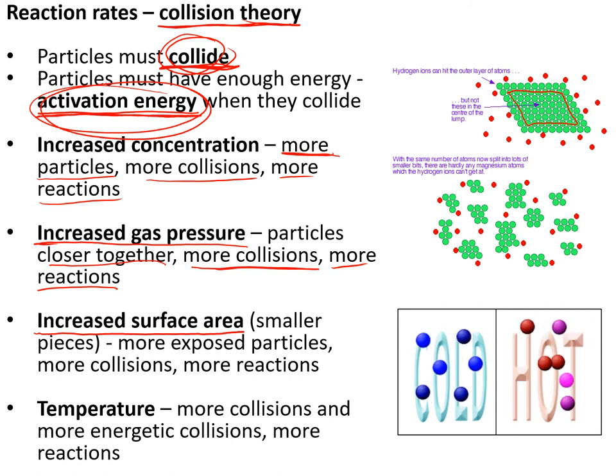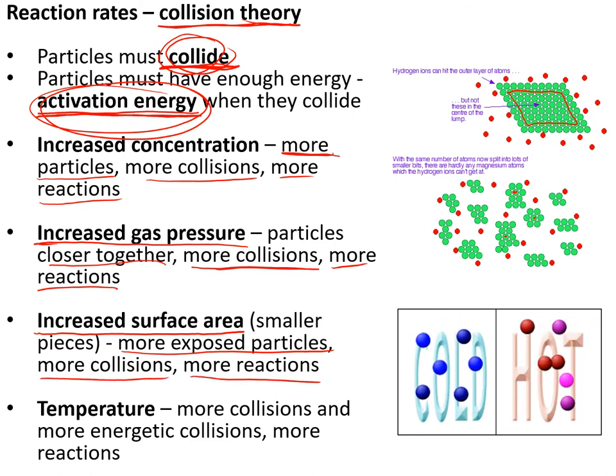Whereas if we take that same big piece and break it up into lots of smaller lumps, you can see there are very few particles that aren't on the edge. So that one there isn't on the edge, that one there, that one there, that one there. But other than that, all the particles are on the edge, so they can collide with the red acid particles. So with increased surface area, there are going to be more exposed particles, so there'll be more collisions, so there'll be more reactions.